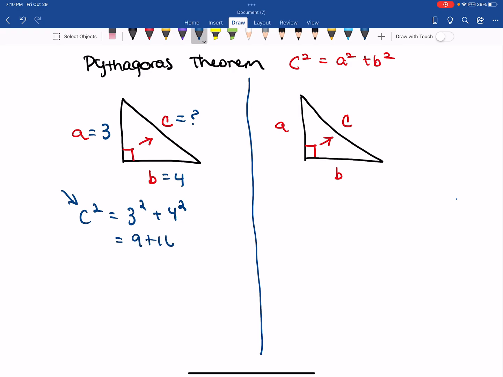9 plus 16, that's 25. But remember, that's C squared. Therefore, C is going to be root 25, and that is going to be 5. I am just considering the positive value because it is the length value.